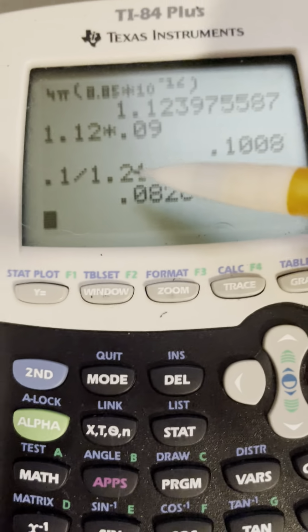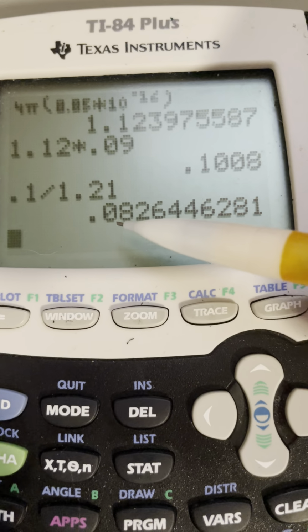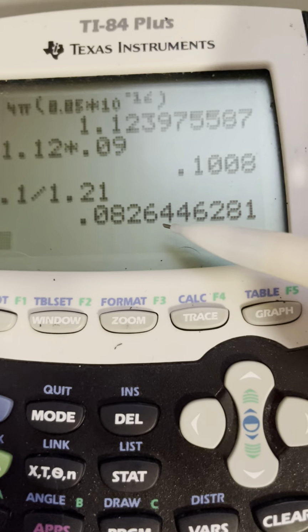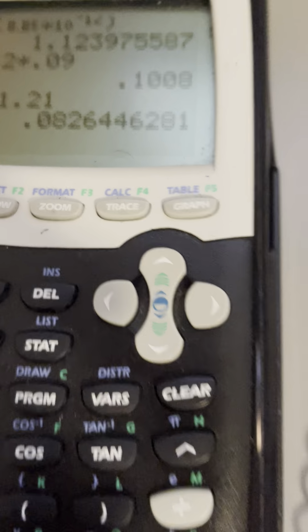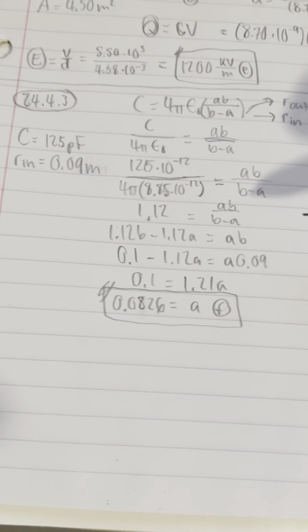We get, this is in meters, I can move over twice, 8.26, or leave it as is for meters. I'll just put it back to centimeters since they gave us the inner, actually I converted, I might as well just keep it in meters at this point. So 0.0826 meters, and that is for part F. Okay, so a lot of algebra. So now to part G.